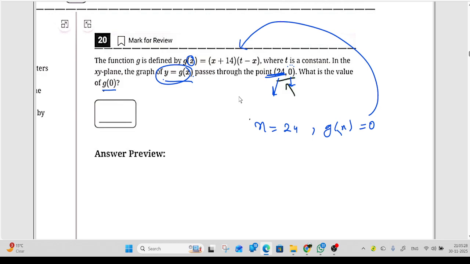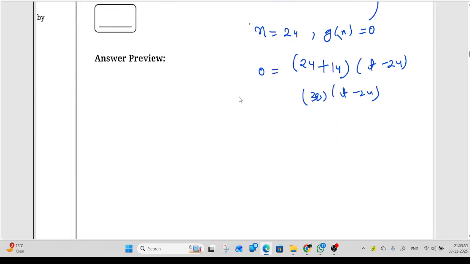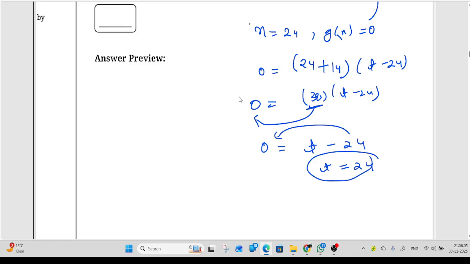So in place of g of x, I am going to put 0. Then x is 24, so in place of x, I am going to put 24 plus 14, and t minus 24. Now this is 38, and this is t minus 24. On this side we have 0, so if we move it this side, we have 0 equals t minus 24. So we get t equals 24. So we got the value of t.